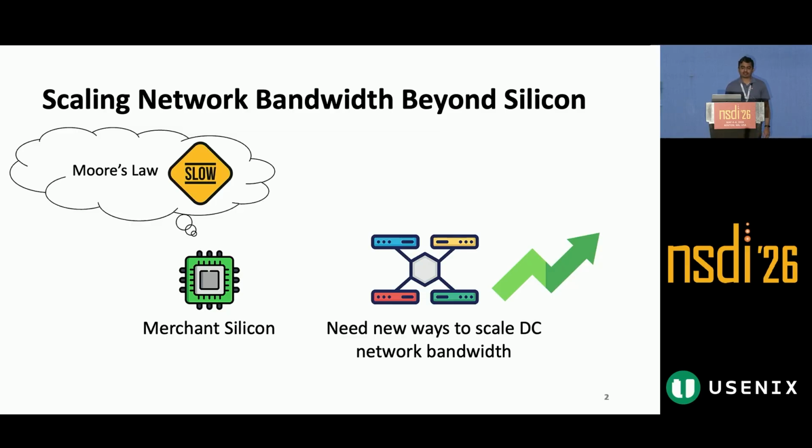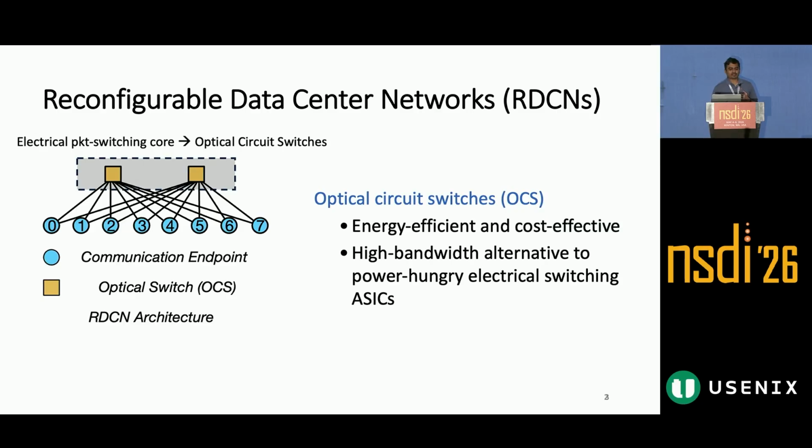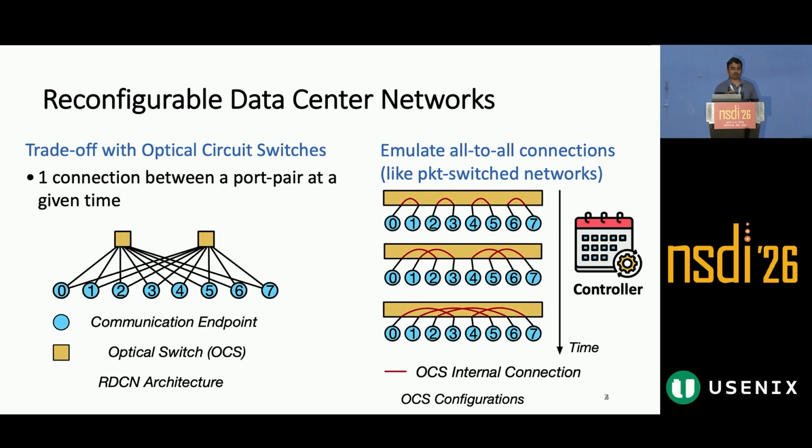As Moore's law slows down for merchant silicon, we need to find new ways to scale data center network bandwidth. And reconfigurable data center networks is one answer to this problem. The basic idea is to replace the electrical packet switching core with optical circuit switches. Optical circuit switches are very energy efficient and cost effective, and they provide a high bandwidth alternative to power hungry electrical switching ASICs. But the trade-off with optical circuit switches is that they provide one connection between a port pair at a given time.